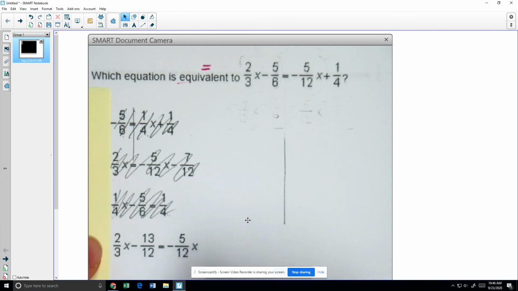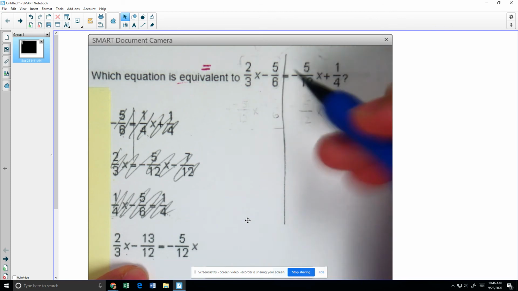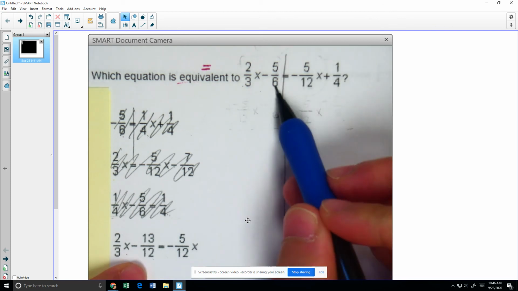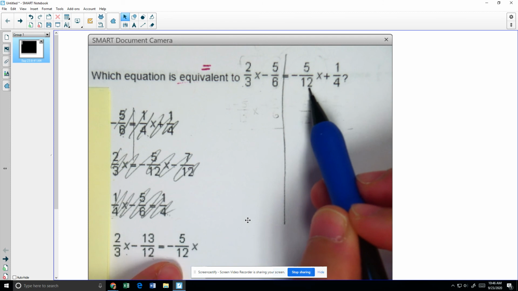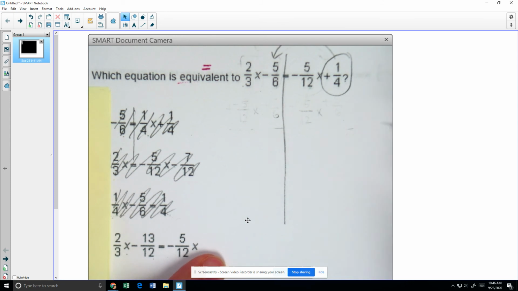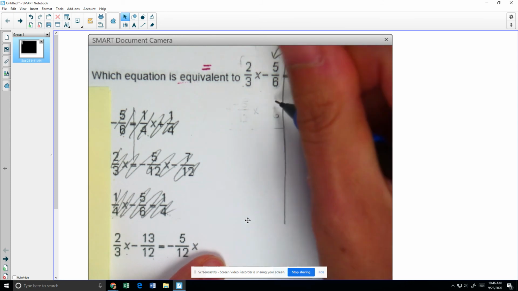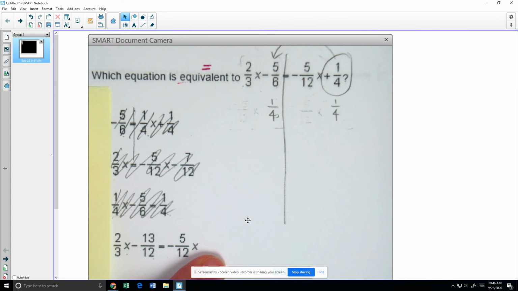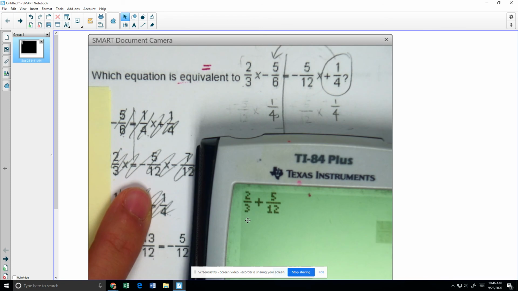Okay, so for this one, 2/3 x minus 13/12. Oh, okay. So 2/3 is the same. This is different. And then I have the negative 5/12 x here, but nothing left. So they must have taken this 1/4 and then moved it over there. You already did that subtraction earlier. Did I? I don't even know. Did I do that?